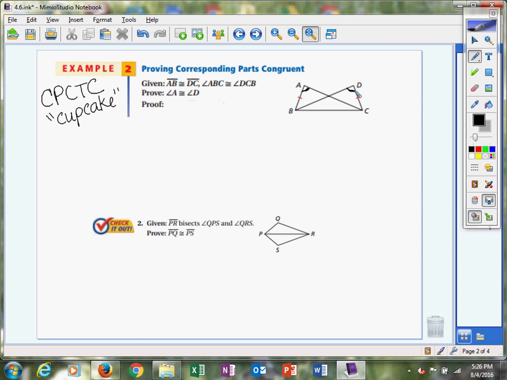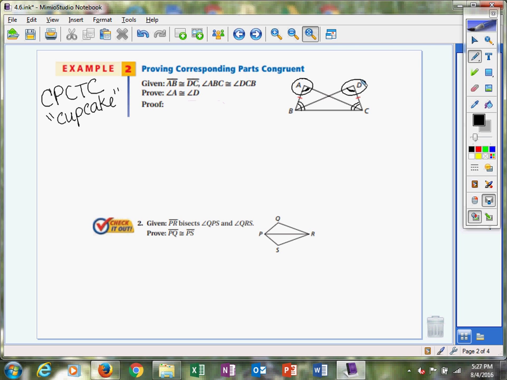They've already marked with the tick marks segment AB is congruent to DC. What they didn't mark was angle ABC, we'll put 2 arcs here, is congruent to DCB. Okay, so I'm seeing a potential here. We can't use angles A and D as part of our justification for why the triangles are congruent. That's our end product. Once we prove the triangles are congruent, then we'll be able to use cupcake to show that A and D are congruent.